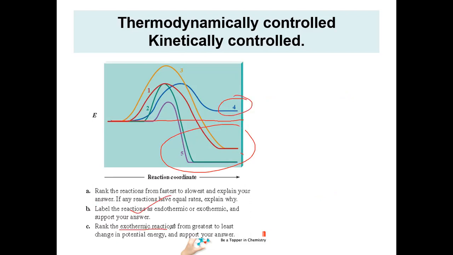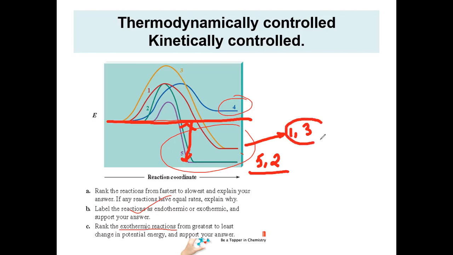Rank the exothermic reaction from greatest to least. Greatest energy, delta H, maximum delta H. Can you check which one has the maximum delta H? This one. Reaction 5 and 2. And this is reaction 1 and 3. So the greatest is for 5 and 2. And the minimum is for 1 and 3.